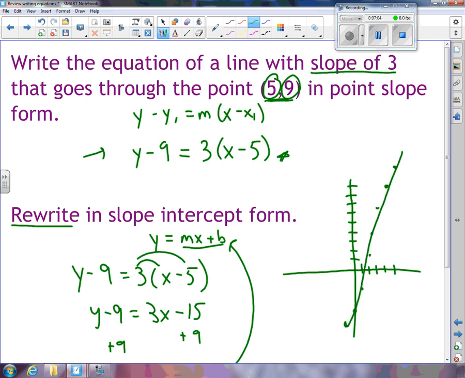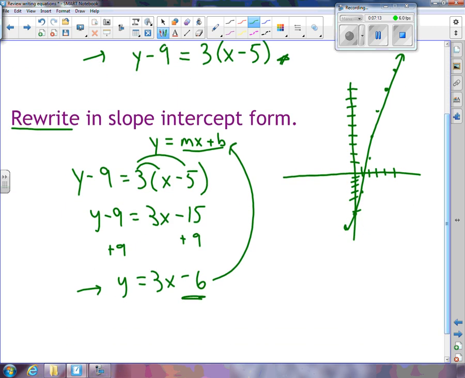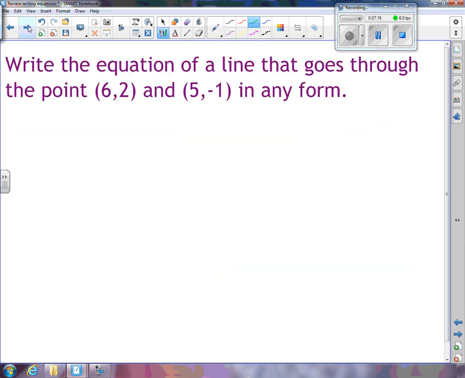If you notice here, my y-intercept is still negative 6, which is what we found when we graphed it this way. Same line. Now let's try a more difficult example.